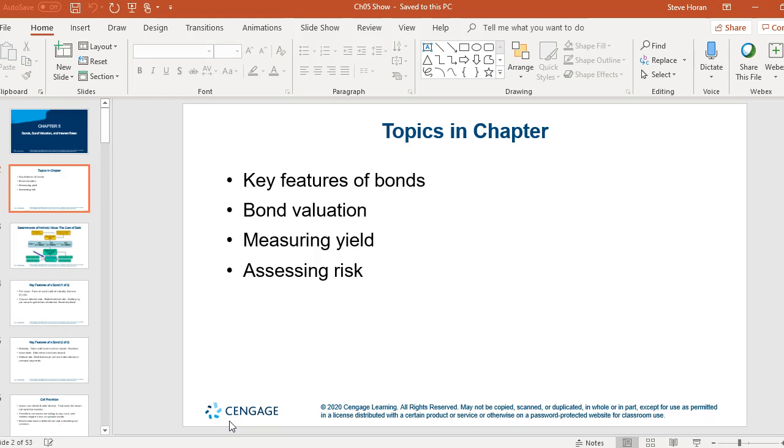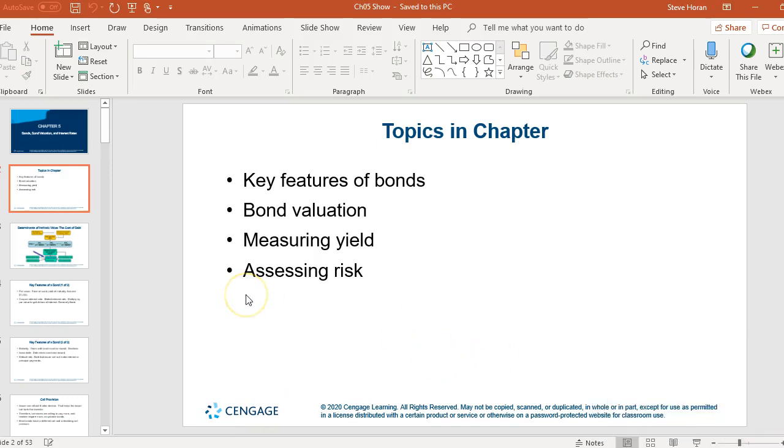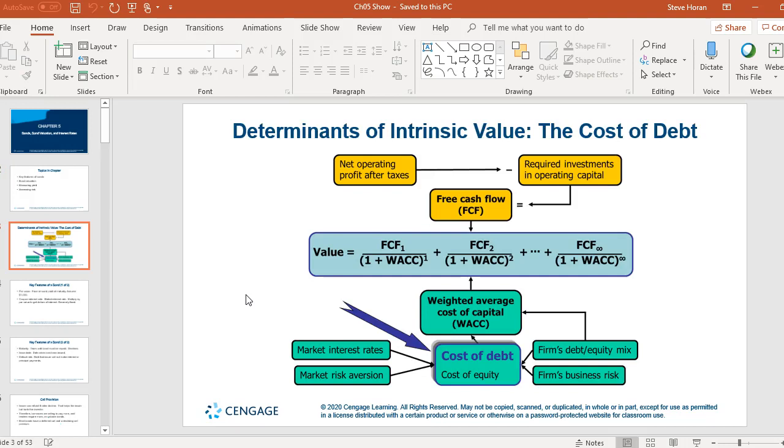So we'll talk about bonds, bond valuation, how to measure the yield on a bond. And we'll talk a little bit about risk, because when you talk about bonds, you have to talk about risk and what's the risk of owning a bond and not getting paid back. So this is the slide we kind of start every chapter with, and they point an arrow down to what we're talking about here. So we're talking about the cost of debt. So we're going to kind of figure out what that means.